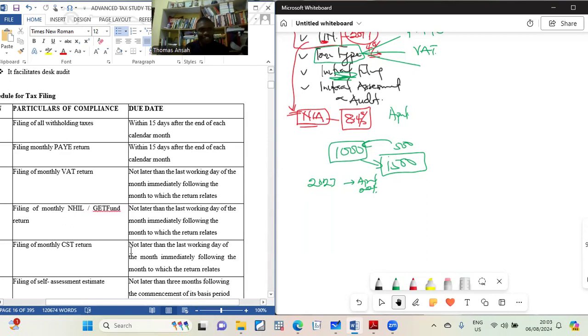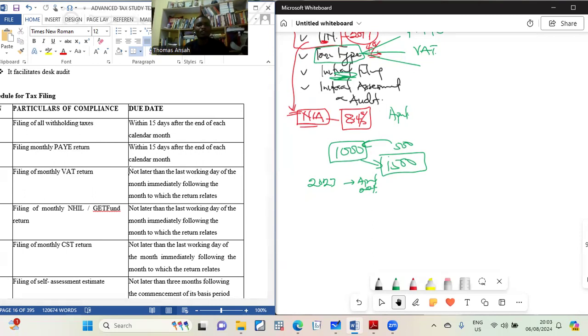Now, when you buy the manual, there is this table in the manual which you should know, the dates and the timing of filing. For all withholding taxes, you are supposed to file within 15 days, on or before the 15th of the ensuing month. PAYE, the same thing. VAT is the last working day of the ensuing month. But it's supposed to actually be the last day of the month. When we were using the manual system, it was the last working day because you had to go to the office for them to do it for you.